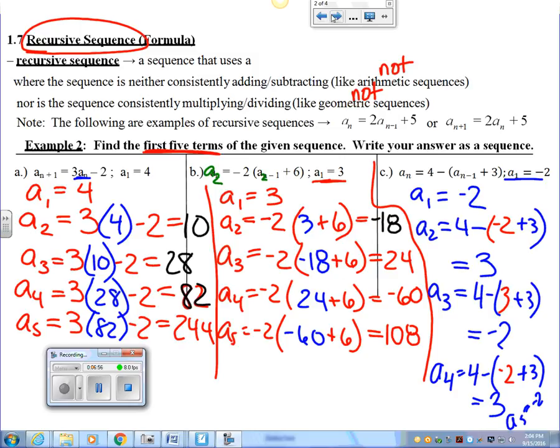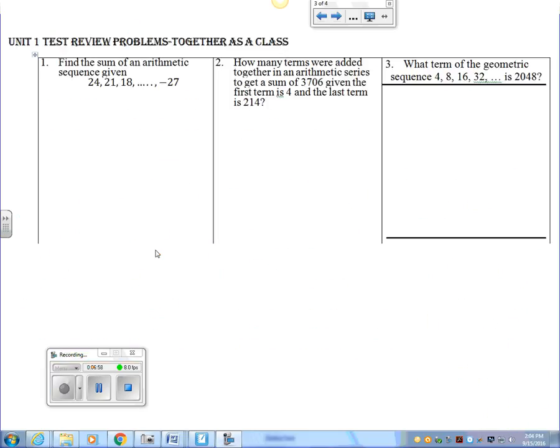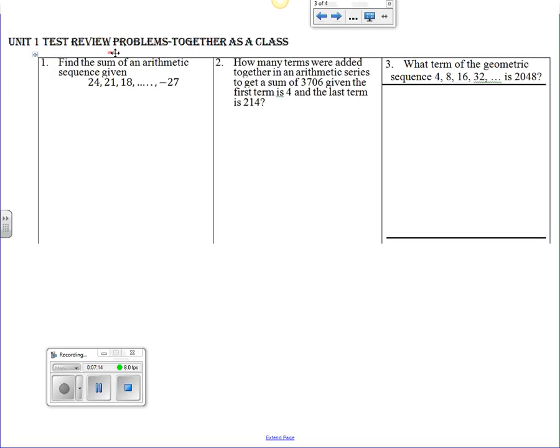So let's go to those. All right, number 1, find the sum of an arithmetic sequence given 24, 21, 18, ... -27. How about, Jalen, what 2 words should I circle? Sum and arithmetic. Good. Rudy, what formula should I use since it says sum and arithmetic? The purple one. Very good. So arithmetic and sum means use the purple.